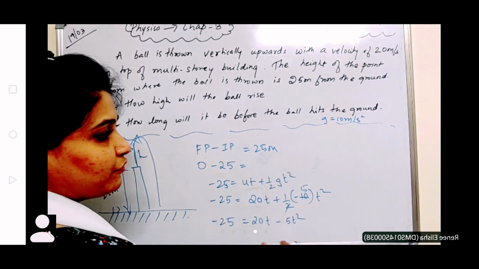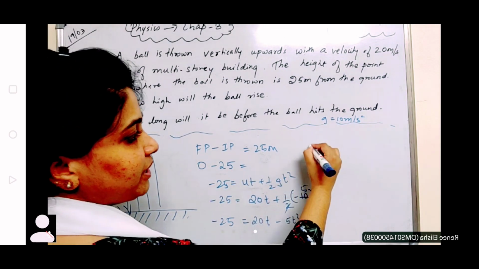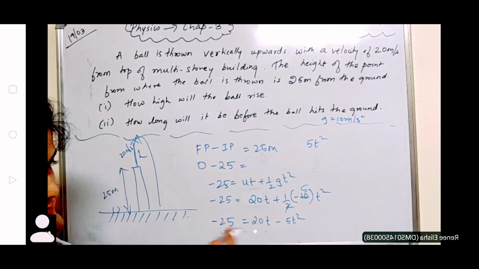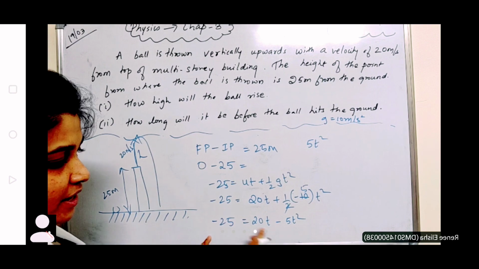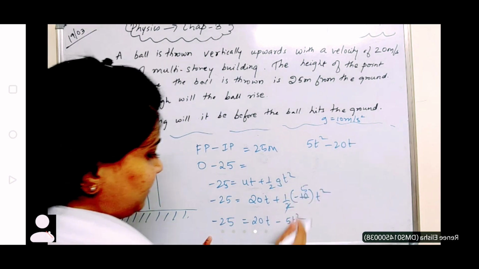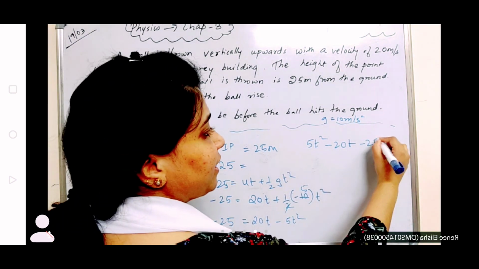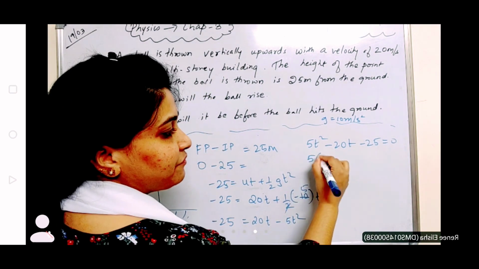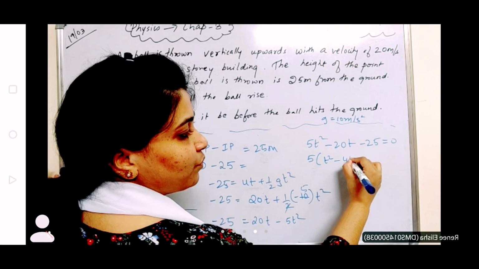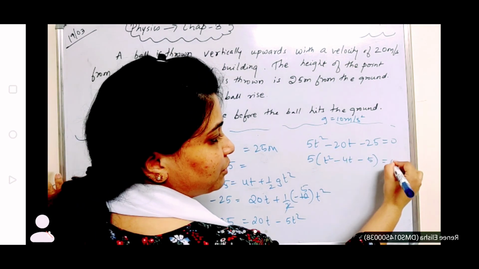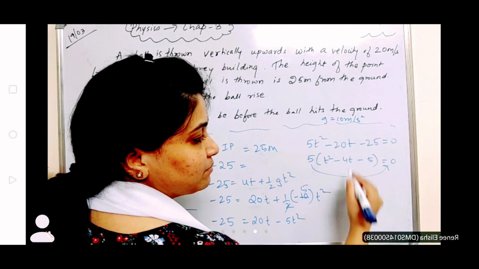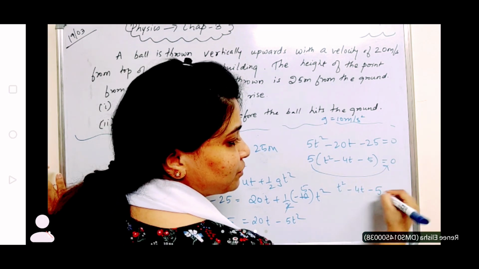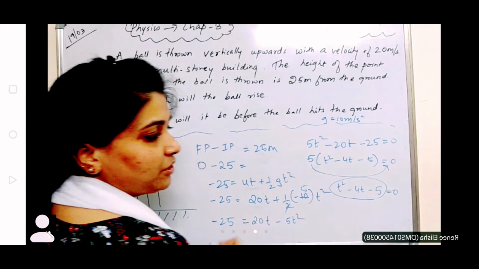So let me bring this in the form of a quadratic equation. Bring the 20t minus 5t square to the other side. It will become 5t square minus 20t minus 25 is equal to 0. Let me solve the quadratic. 5 is common between them, so take 5 out. t square minus 4t minus 5 is equal to 0. So solve this quadratic equation now.